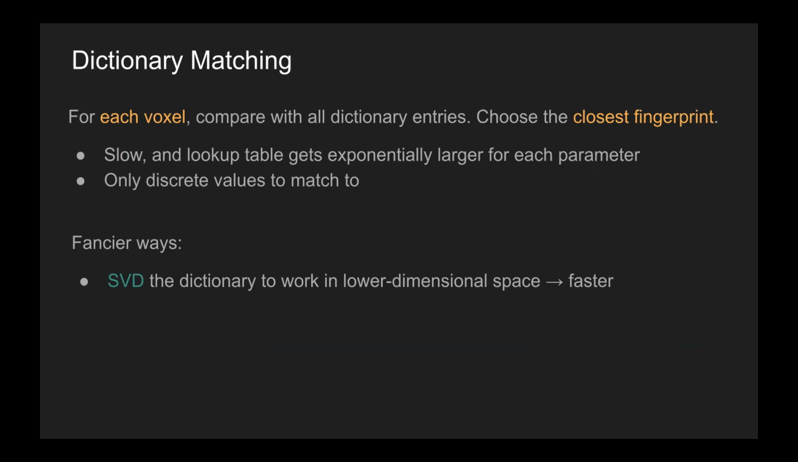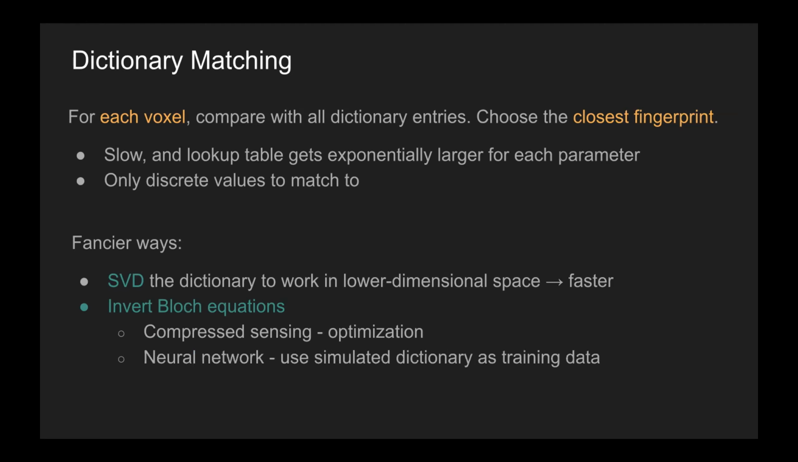One idea is to compress the dictionary using something like an SVD, and then it can be faster to match because you're working in fewer dimensions. Even fancier than that, instead of using a simulation and a dictionary, we can try to directly invert the Bloch equations. You can write MRF in a framework known as compressed sensing, and then use optimization, basically use linear algebra, to try to invert the Bloch equations. Or you can try to use a neural network that is trained in simulation, so basically using your dictionary, and it will also learn how to invert the Bloch equations.